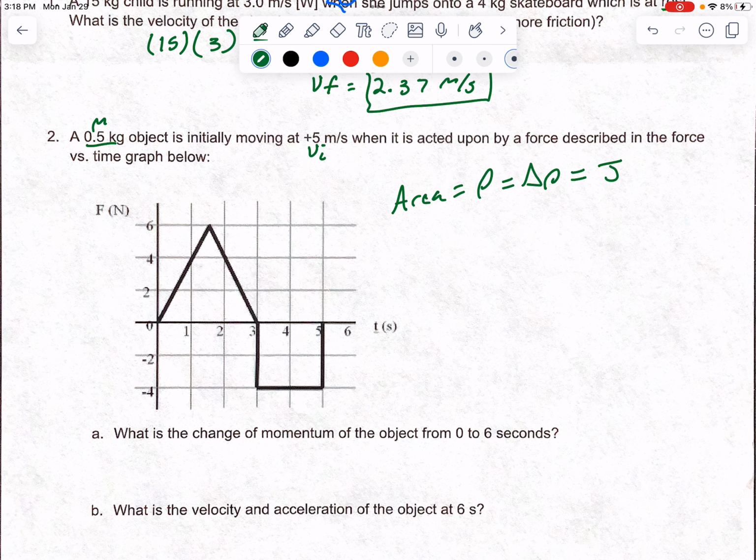So if I ask you what is the momentum up until this time, if I ask you what's the impulse up until this time, if I ask you what's the change in momentum up until this time, it is just the area up until that point. So just be careful of that.